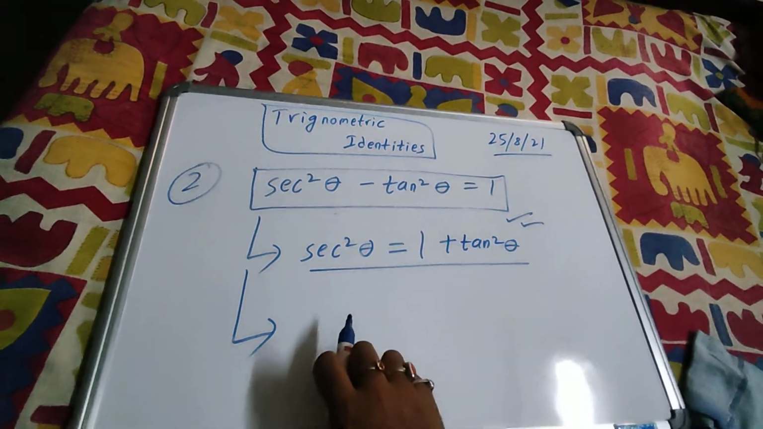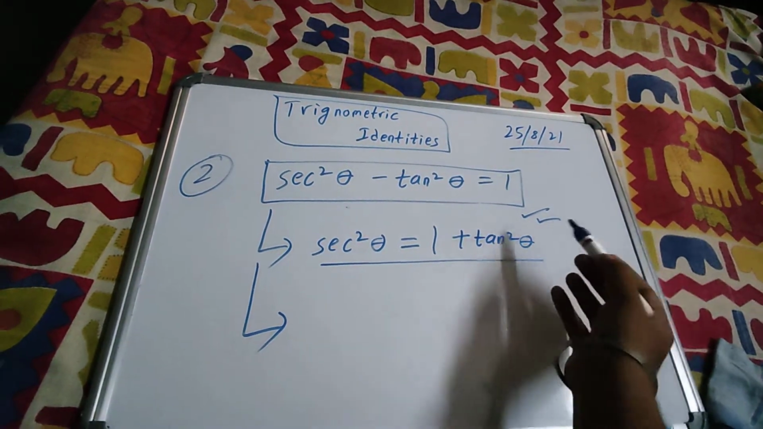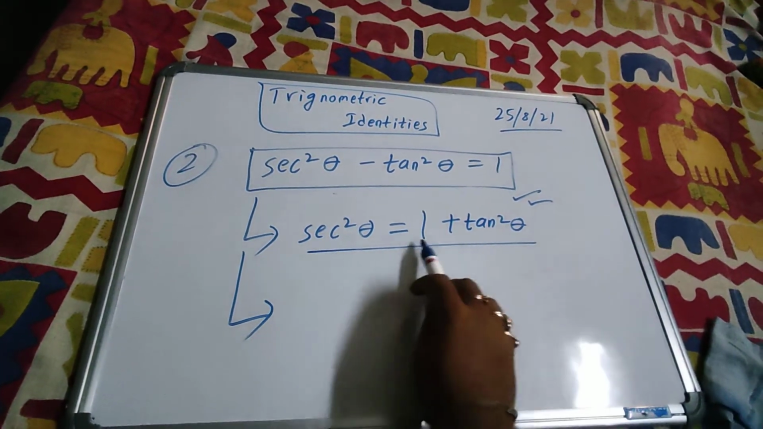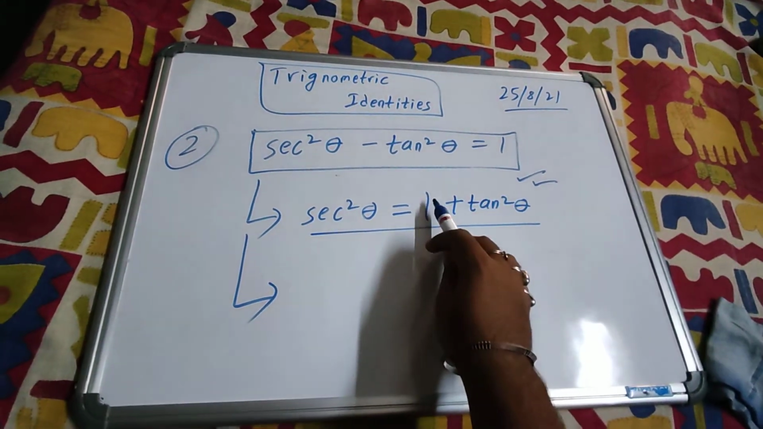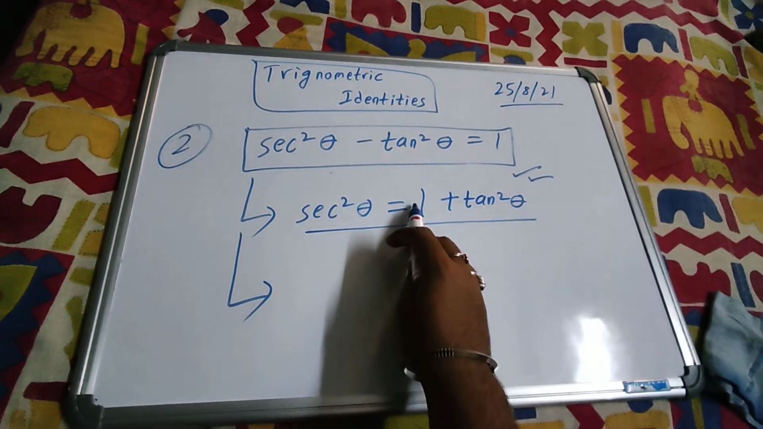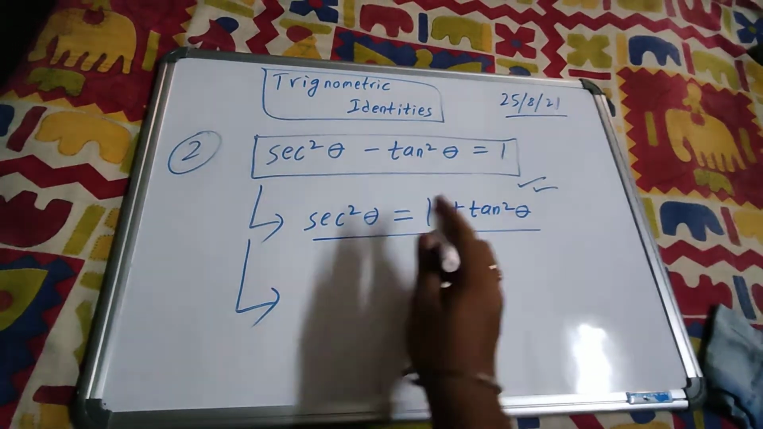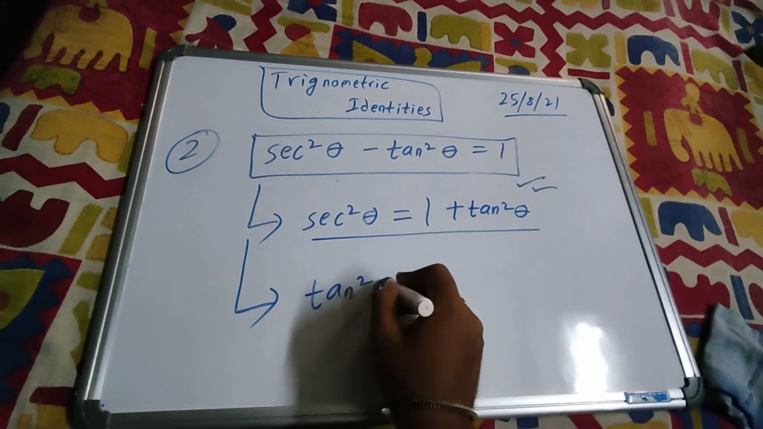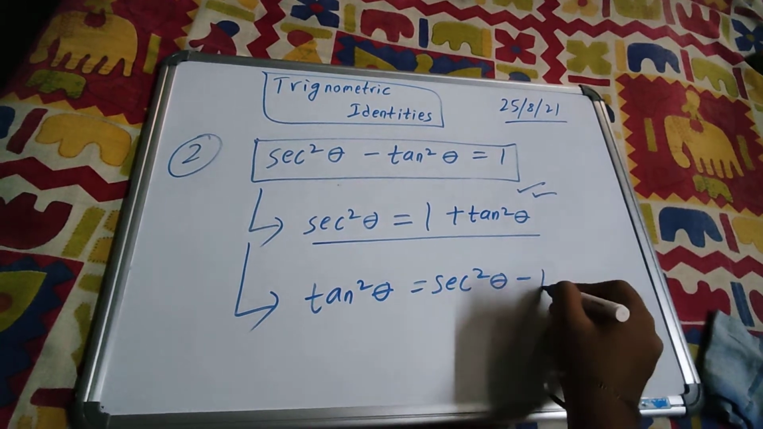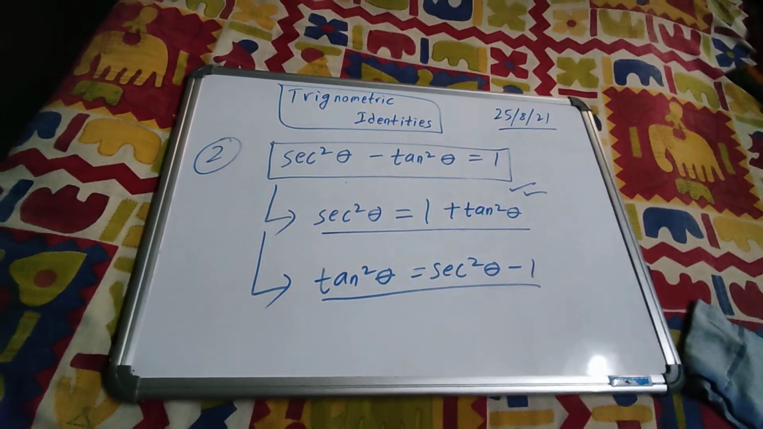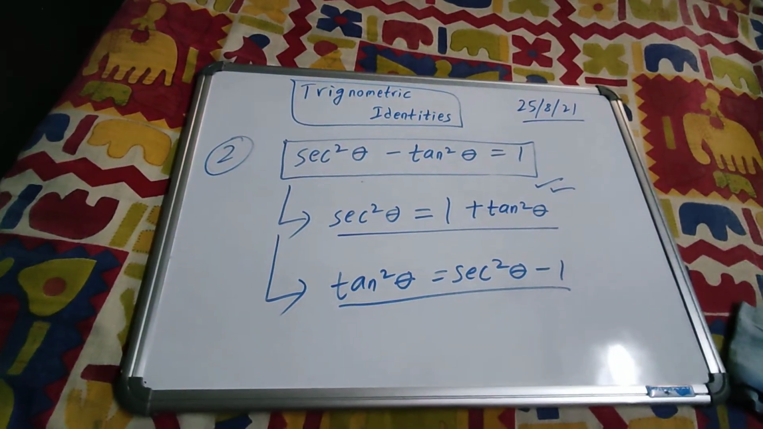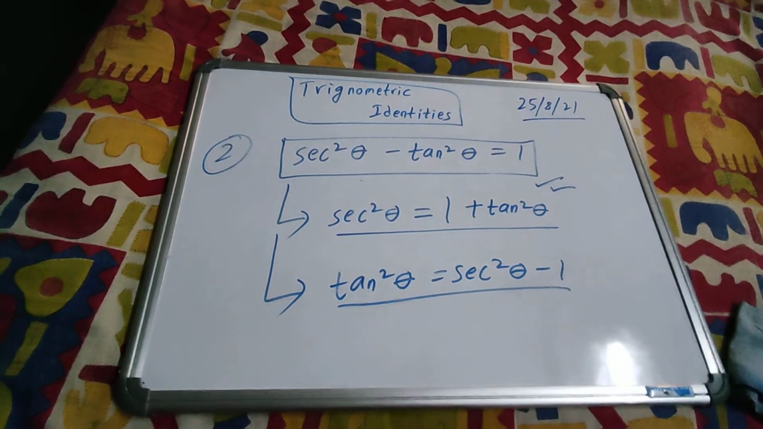Another counterpart: suppose I keep tan on this side and take 1 from the right side to the left side. The 1 was plus on the right side, so it will become minus. So it will look like this: tan square theta will be equal to sec square theta minus 1. Again another counterpart of this formula. Clear? So this formula also has two counterparts. Next, let us go to the next formula.